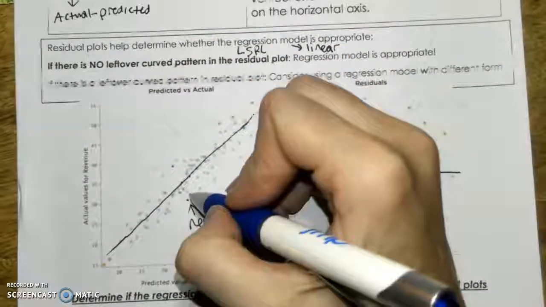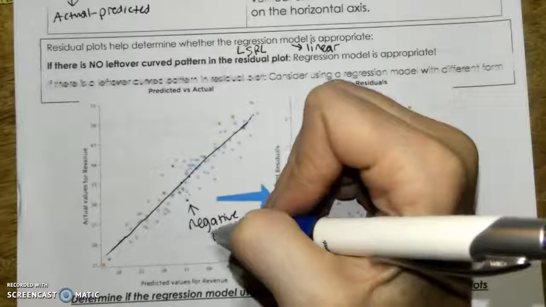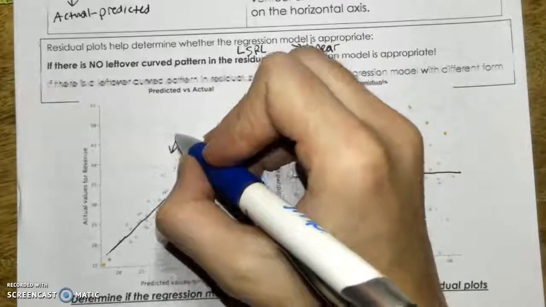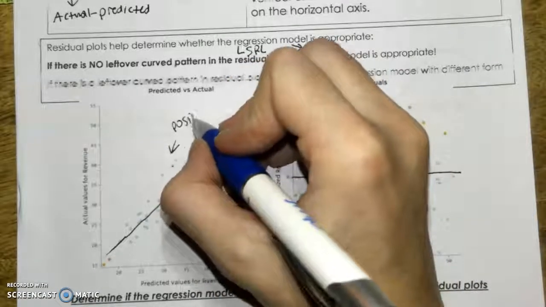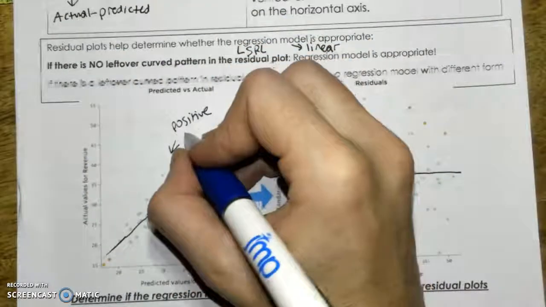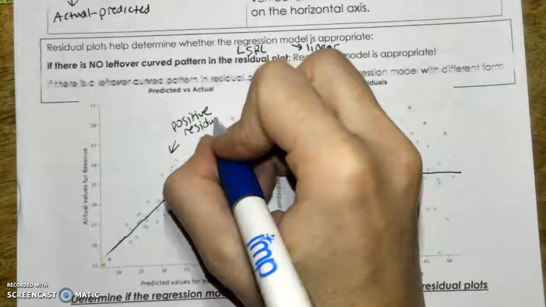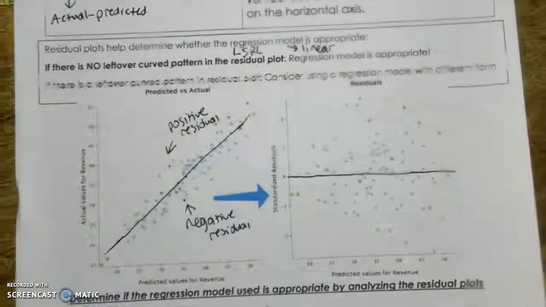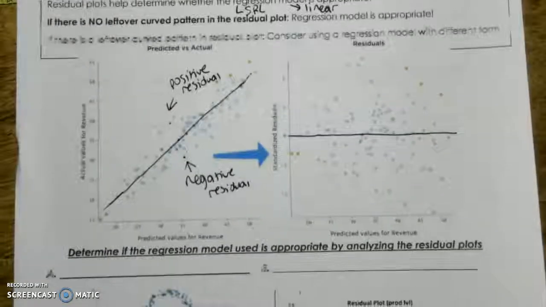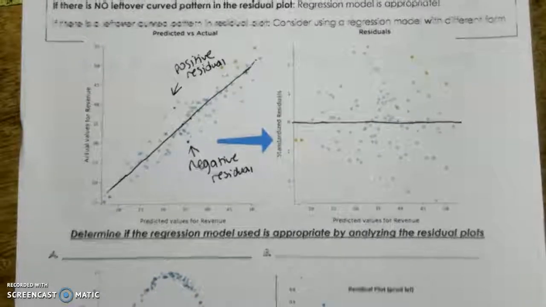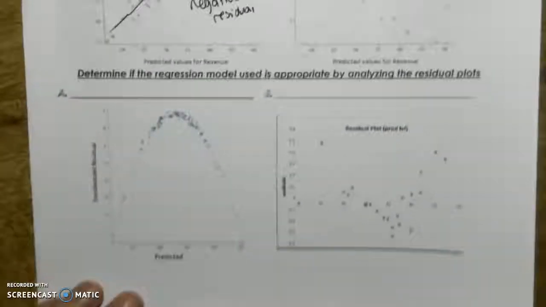Because my actual minus my predicted is going to give me a negative number. This would be a positive residual because my actual is greater than my predicted. So if I have a random scatter plot like this, I'm good to go. All right, so for the next couple questions, we're going to determine if the regression model is appropriate.